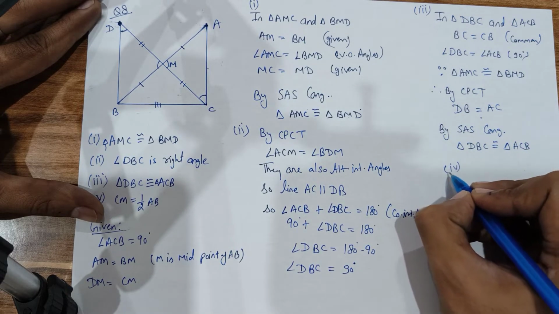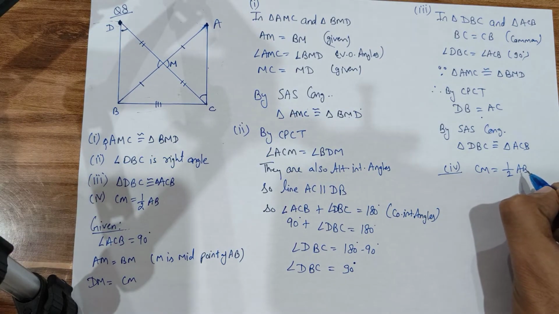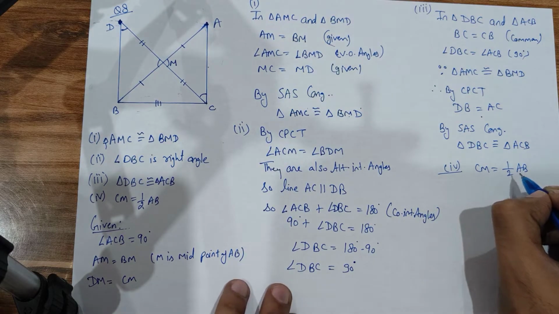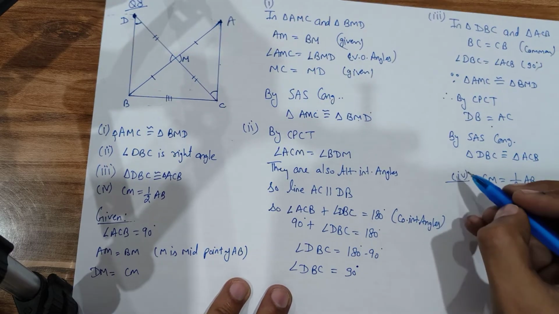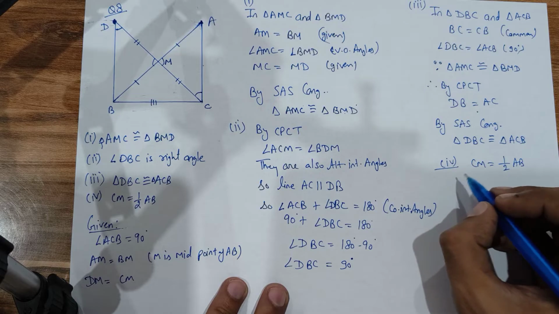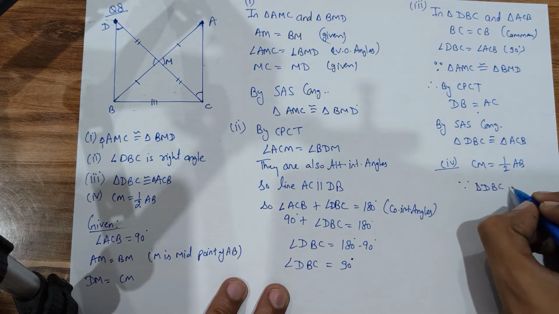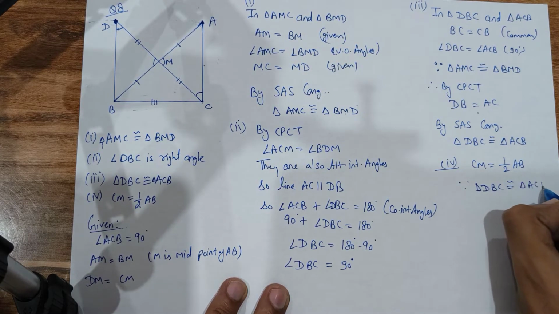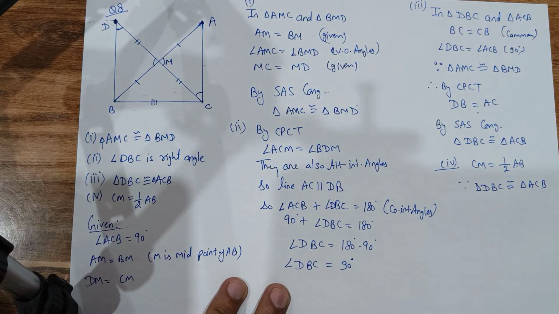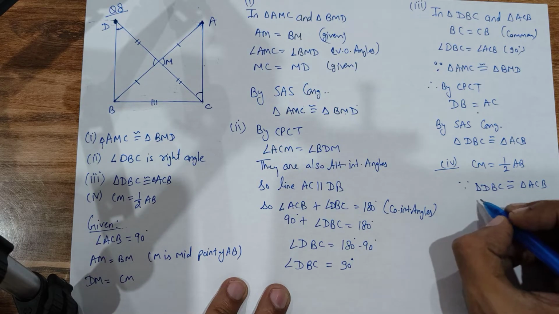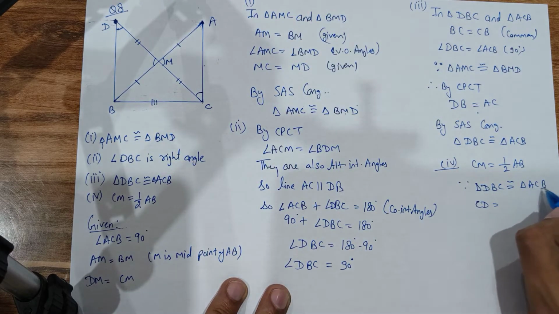In the fourth part, we have to show that CM is half of AB. So to prove this, here we proved that triangle DBC and ACB are congruent. So by CPCT, because triangle DBC is congruent to triangle ACB, we can say that both the hypotenuses are equal. So we can conclude that CD is equal to side AB, CD is equal to side AB or BA.